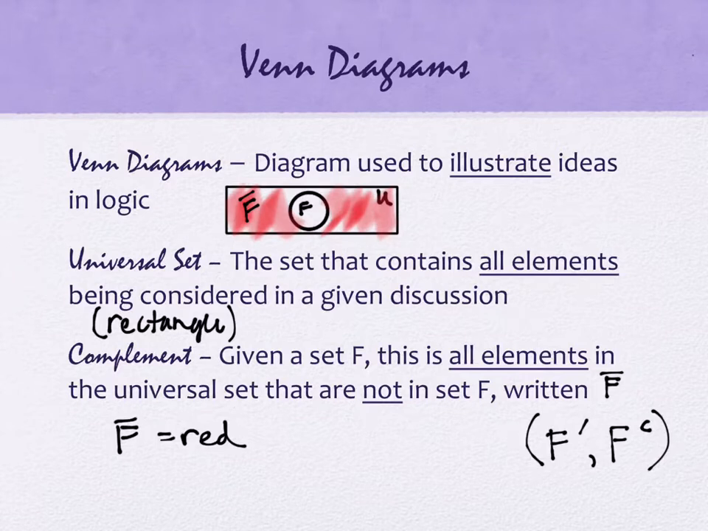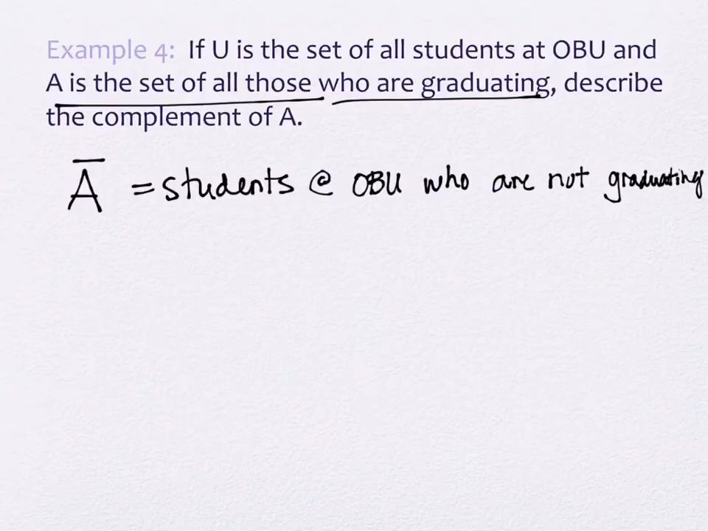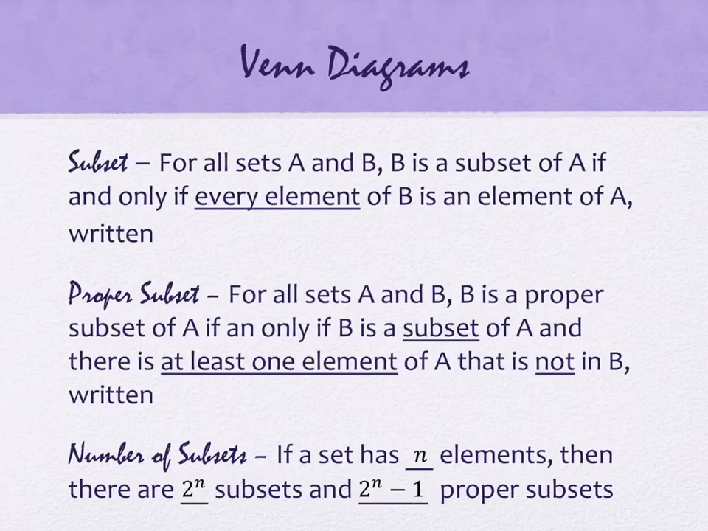And then the part that's not inside the circle, but you're still inside the rectangle, that's called the complement. We did an example of complements right here: if U is the set of all OBU students, A is the set of those who are graduating, describe the complement of A. It would be OBU students who are not graduating. So building on that terminology, a few more pieces.